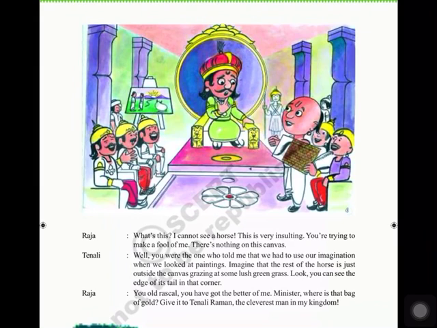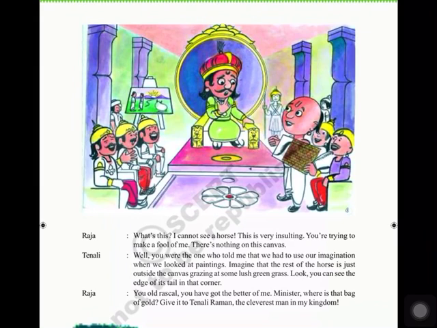Well, you were the one who told me that we have to use our imagination when we look at paintings. You have told me, my lord, we have to use our imagination. We have to think and feel happy by looking at the paintings. Imagine that the rest of the horse is just outside the canvas, grazing at some lush green grass. Okay, you can see only the tail of the horse here. And imagine the horse is at the back of the wall and it is grazing, eating fresh green grass. Why can't you imagine like that? Look, you can see the edge of its tail in that corner. Why can't you imagine like that?